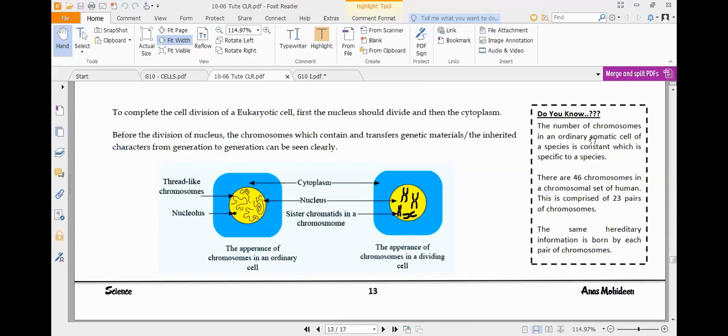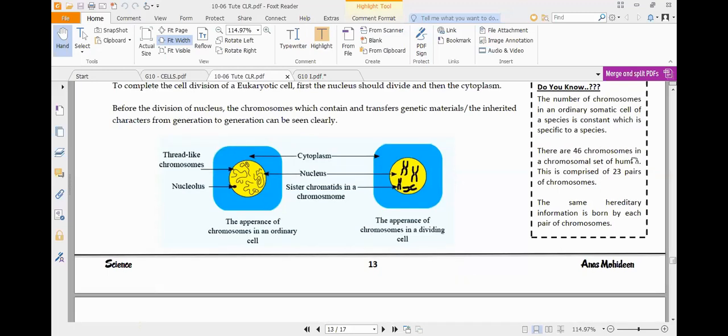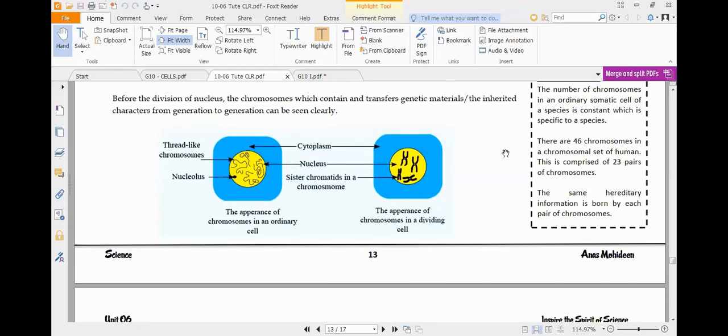So do you know the number of chromosomes in an ordinary somatic cell? Somatic is the initial cell. The number of chromosomes of a species is constant, which is specific to the species. Something like the human cell: we said there are 46 chromosomes in a chromosomal set of a human. This is comprised of 23 pairs of chromosomes. The same hereditary information is borne by each pair of chromosomes.